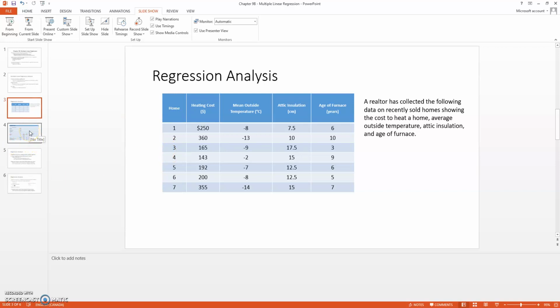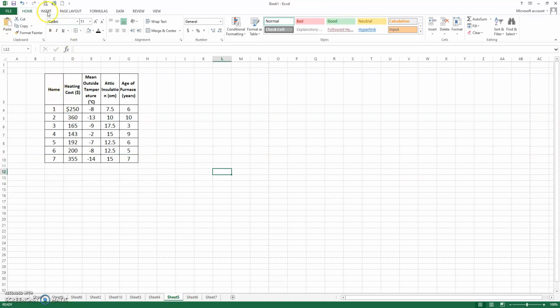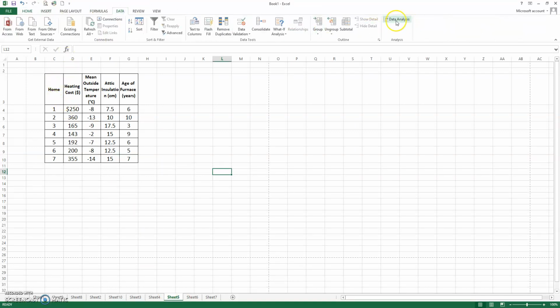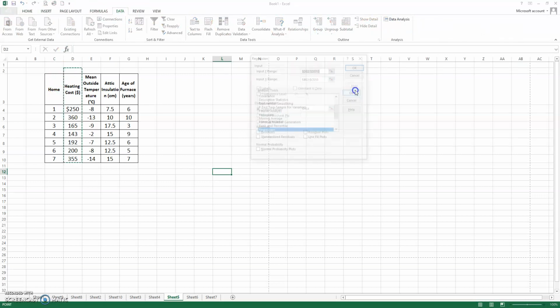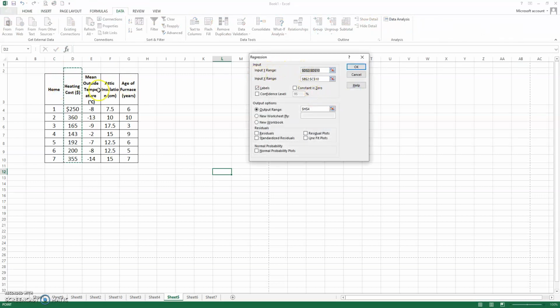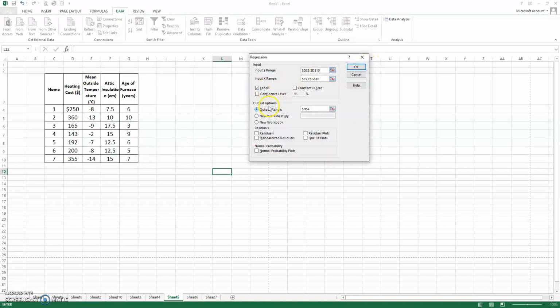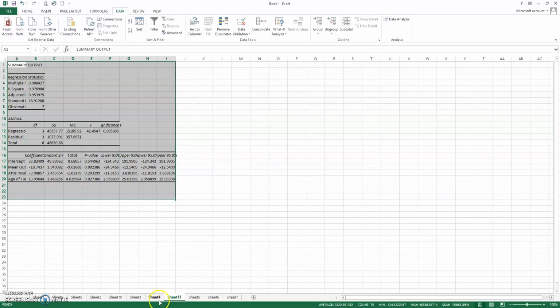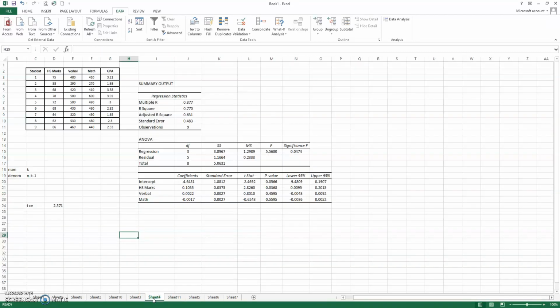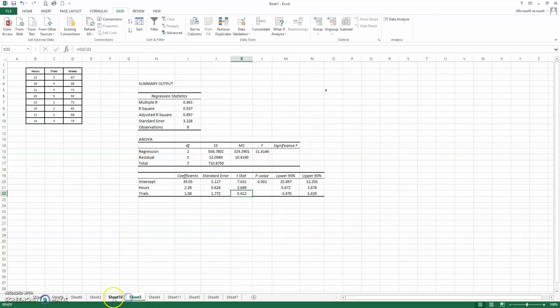So we look at the data. I'm going to go into Excel here, and I'm going to run this data. So once again, we go into the Data tab, Data Analysis, Regression, input the Y. The y is our heating cost, including the label, and the independent variables x. We highlight all 3 of those. We make sure we have labels marked. We're going to go to a new worksheet.